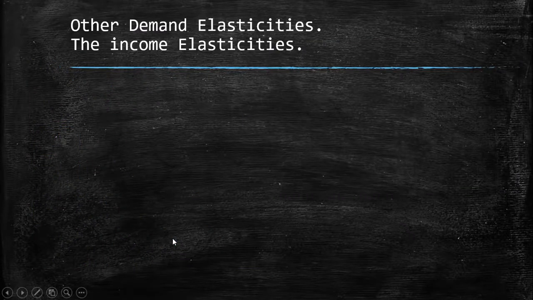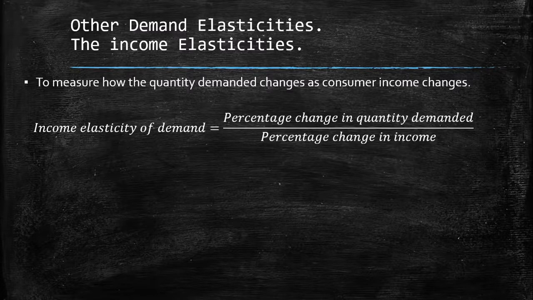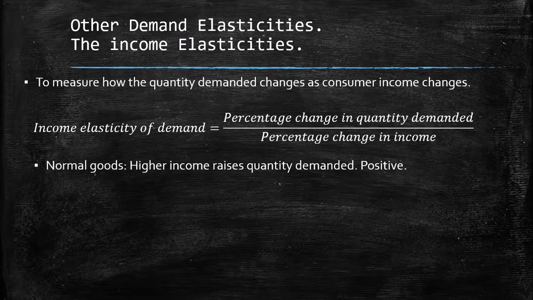Now there is another kind of elasticity besides price, which is, for example, the income elasticity. What does the income elasticity say? It measures how the quantity demanded changes as consumer incomes change. So it's going to be measured like that. The income elasticity of demand is the percentage change in the quantity demanded over the percentage change in income.